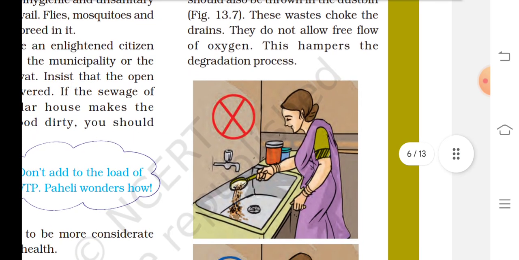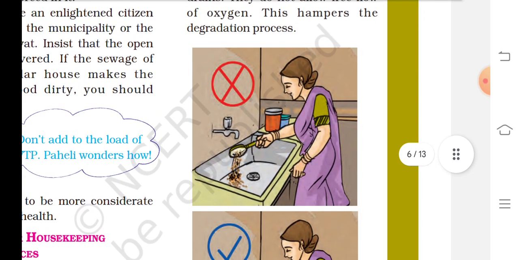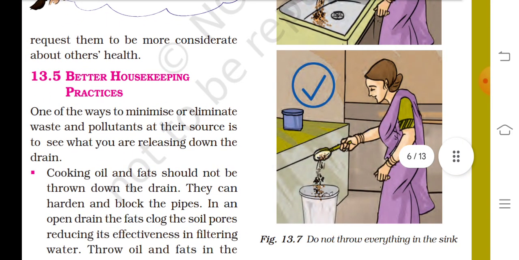These wastes choke the drain. They do not allow free flow of oxygen. This hampers the degradation process.